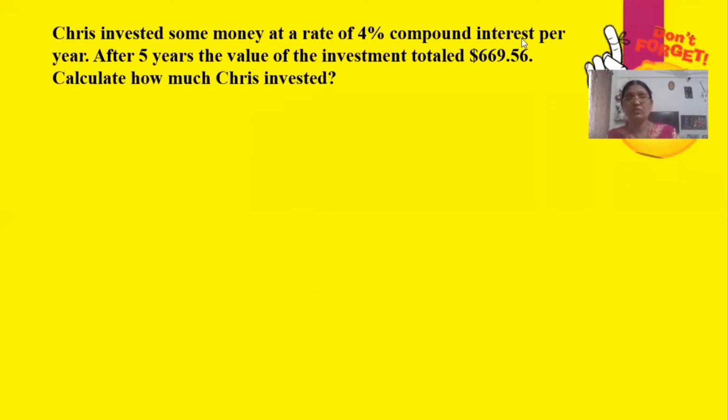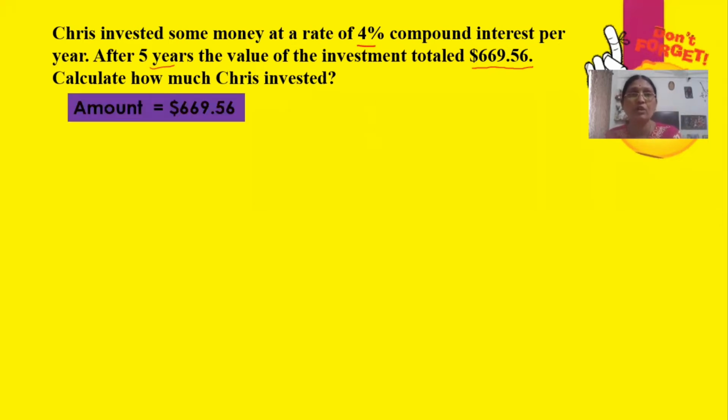Here is our next question. Chris invested some money at the rate of 4% compound interest per year. After 5 years, the value of the investment totals $669.56. Calculate how much Chris invested. So initially, what was invested is to be found out. So it is very important to note down what all things are given.